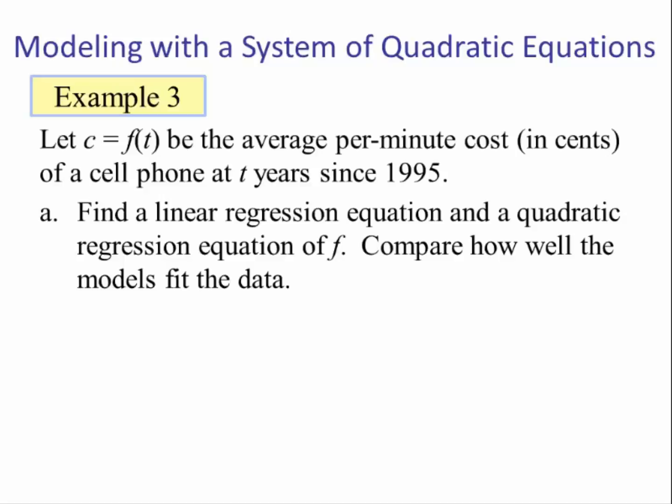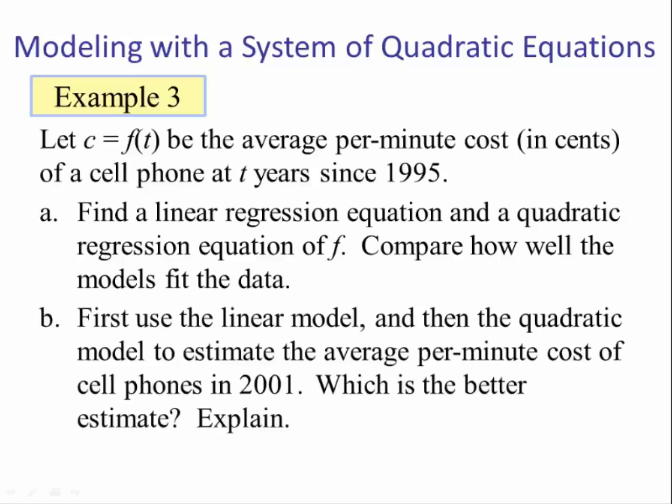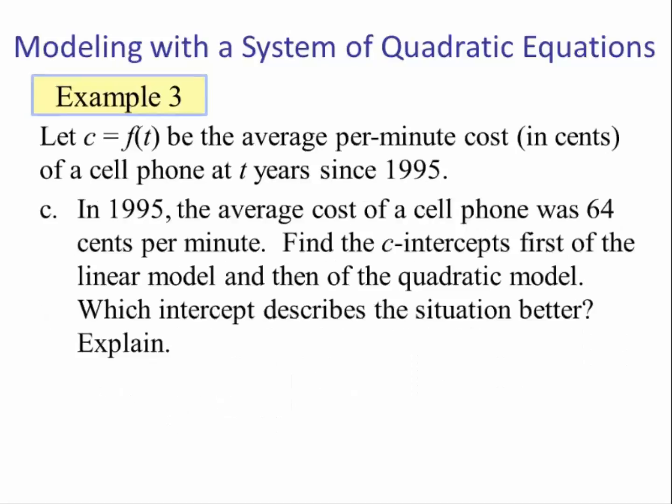A. Find a linear regression equation and a quadratic regression equation of f. Compare how well the model fits the data. B. First use the linear model and then the quadratic model to estimate the average per minute cost of cell phones in 2001. Which is the better estimate? Explain.